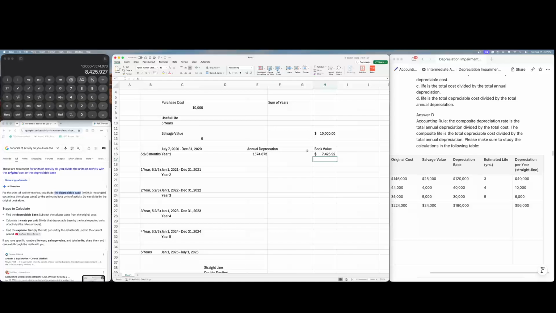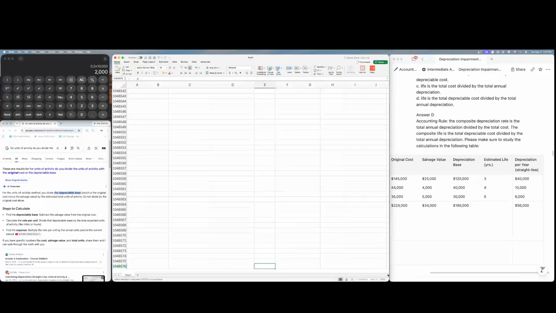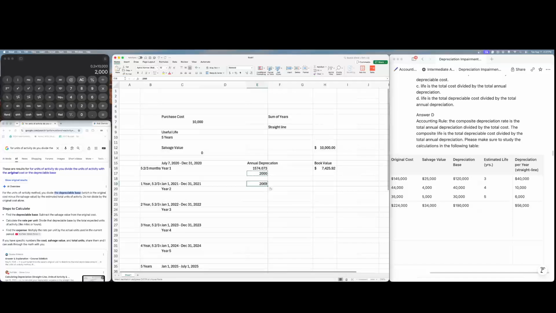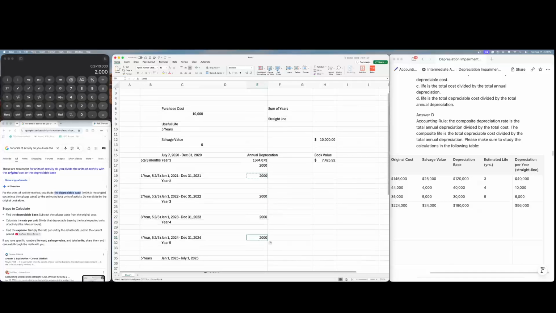It would be, if it was straight line, for example, right? If it was straight line, 1.5 times, you would see 2,000 depreciation per year. Right? Even though there is no prorate, there would be, for example, this year, because it's not half a year, right? So how much is this?